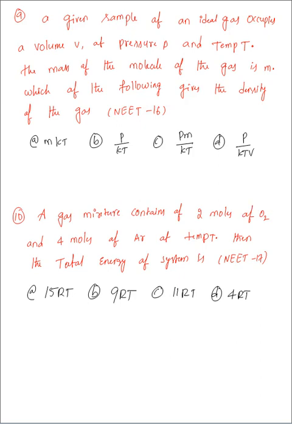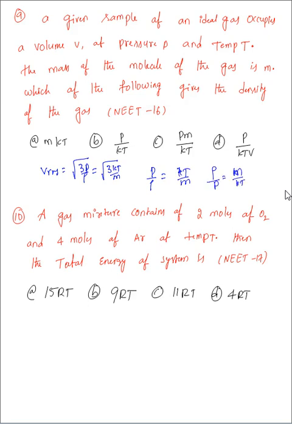So we know the velocity equation. V_RMS we learned as under root 3P by rho, which is equal to under root 3kT by small m, as we learned in our class. On comparing these two, we can write P by rho equal to kT by small m. If I reciprocate this, rho by P equals m by kT.